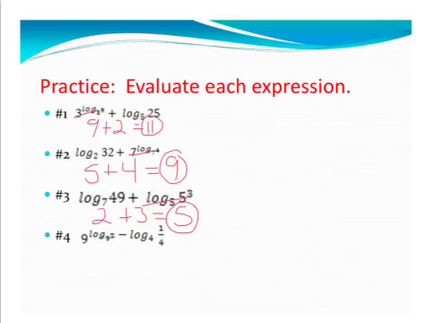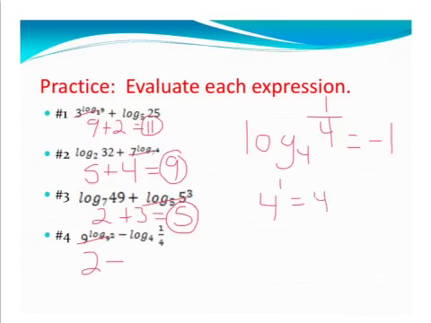So the 9 raised to the log base 9 cancels. I'm left with 2. Here's the tricky one: log base 4 of 1/4. Now, if I had log base 4 of 4, I know that would be 1 because 4 raised to the 1st power gives me 4. But if I want 1 over 4, well, 4 raised to what power would give me 1 over 4? That's going to be negative 1. 4 raised to the 1st gives me 4, and 4 raised to the negative 1st gives me 1 over 4. So I'm going to have minus a negative 1, so that becomes plus a positive 1, which is 3.